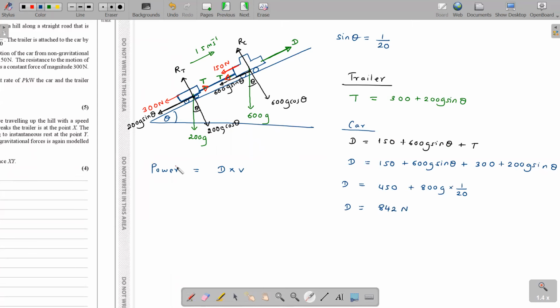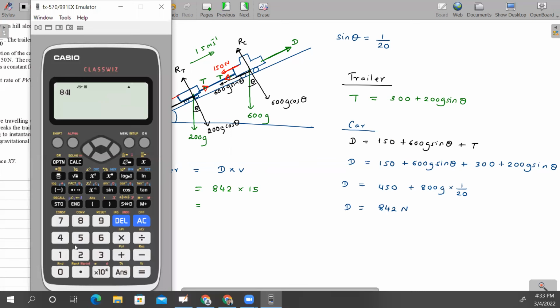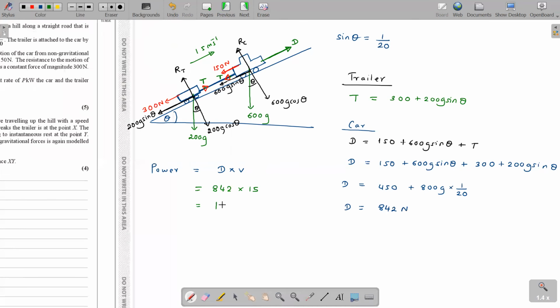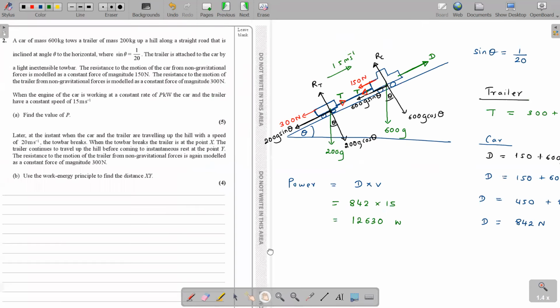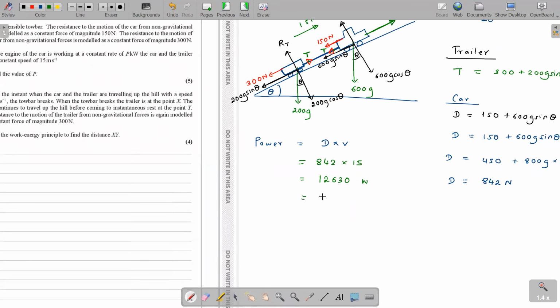842 newtons. Okay, now let's get the power. So power equals driving force into velocity. So 842 times what's the velocity? 15. 842 times 15 is 12,630. You get the power in watts. However, they want the answer in P kilowatts. So kilowatts means divide by 1000, and the answer becomes 12.63 kilowatts. And this is the value of your P, 12.63 kilowatts.